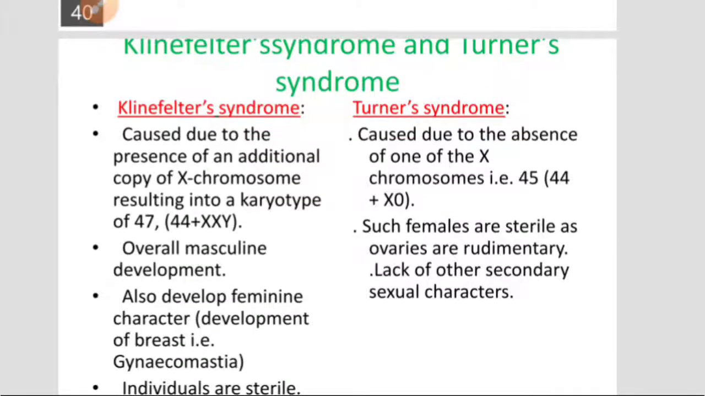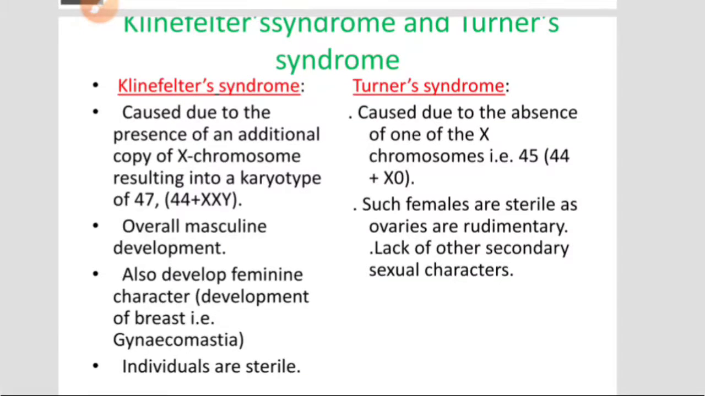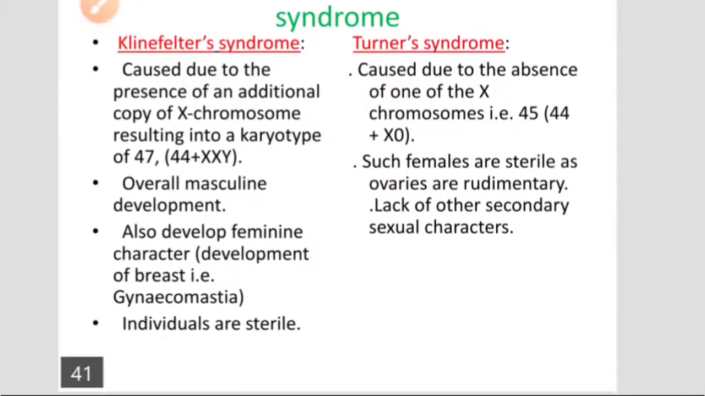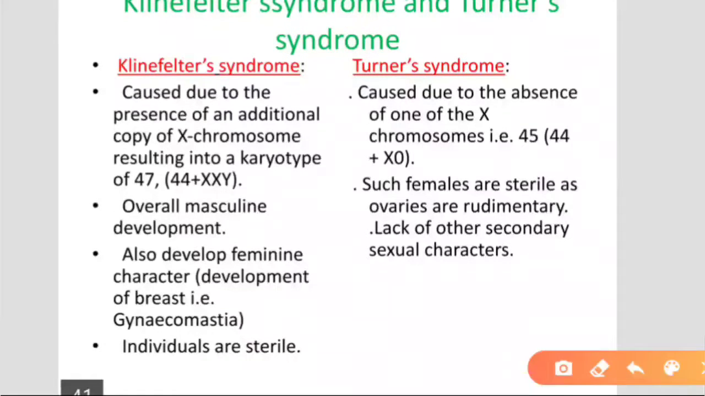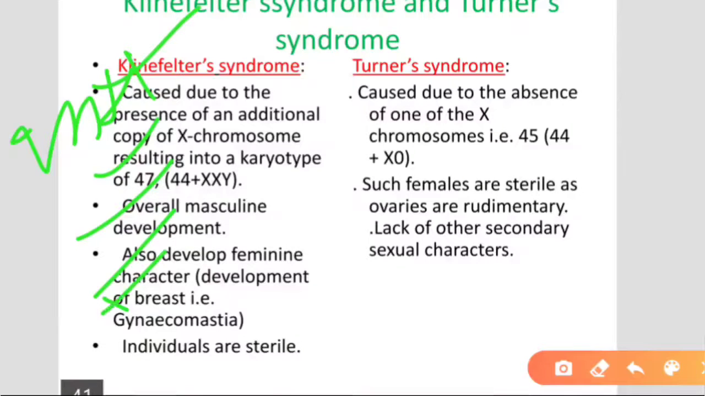One more: Klinefelter syndrome and Turner syndrome. Klinefelter syndrome is caused by the presence of an additional copy of a chromosome. That means 46 chromosomes, right? 2n plus 1. Overall masculine development, they are overall masculine. Also feminine character develops, development of breasts, which is called gynecomastia.